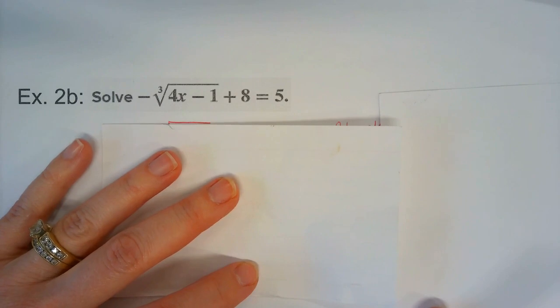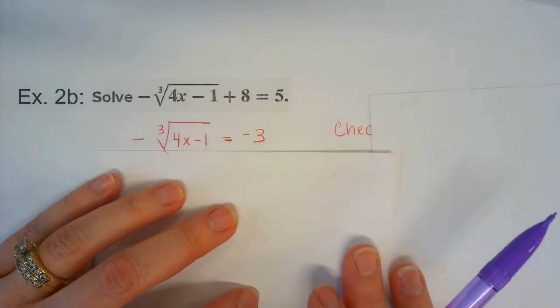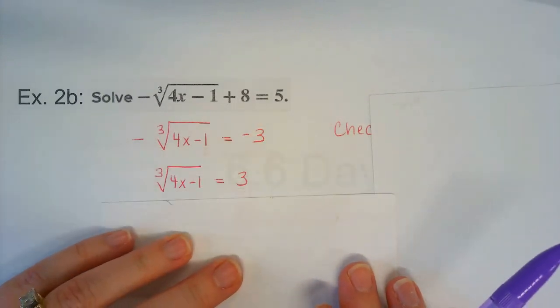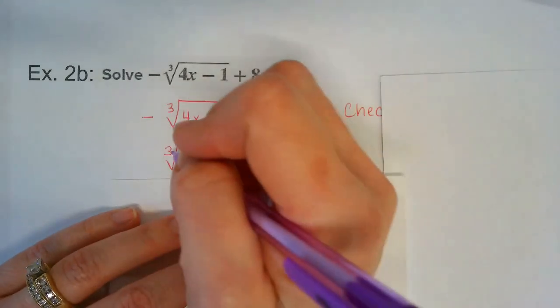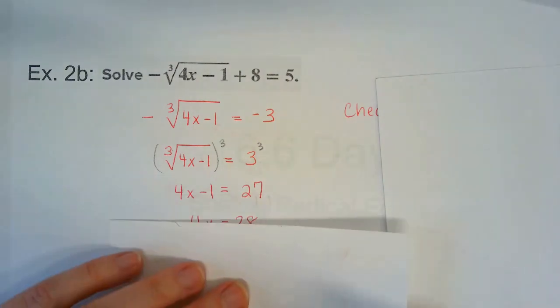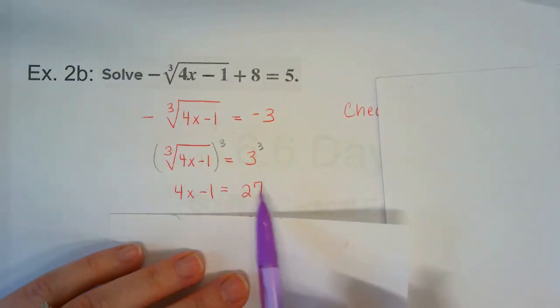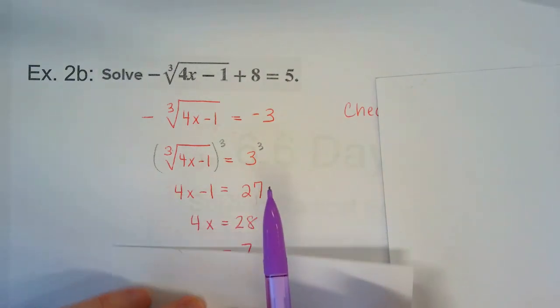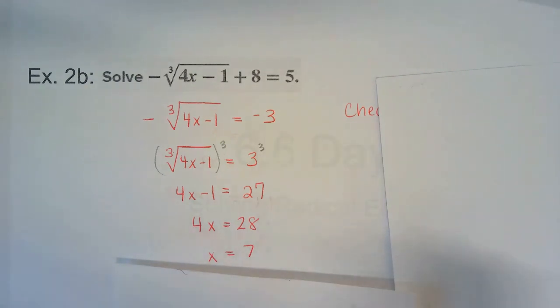So on the next question, you should have minus 8 first and then divided by negative 1. In order to get rid of this cube root, you will want to take it to a power of 3. So that's why I got 4x minus 1 and 27. Add your 1, divide by 4, you should have gotten 7.